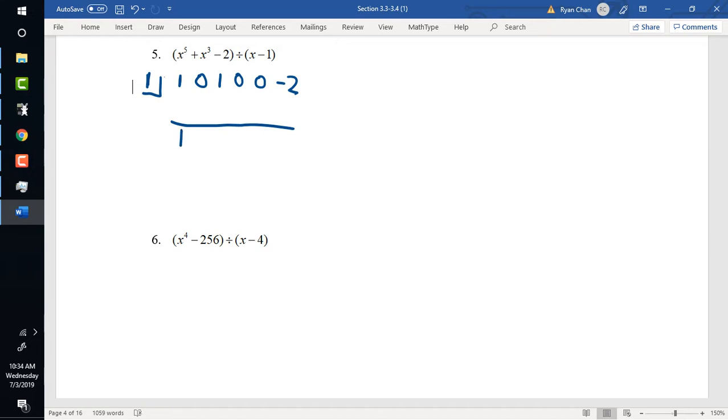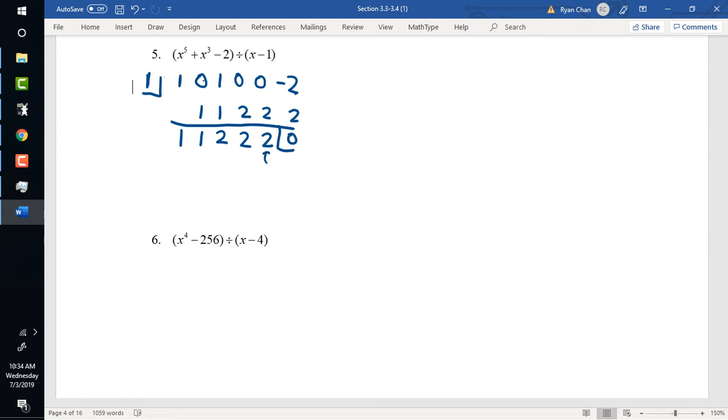Let's do the following here. Bring the 1 down. 1 times 1 is 1. 0 plus 1 is 1. Now repeat over and over. 1 times 1 is 1. 2 times 1 is 2. 2 times 1 is 2. 2 times 1 is 2. This cancels, I'm left with no remainder.